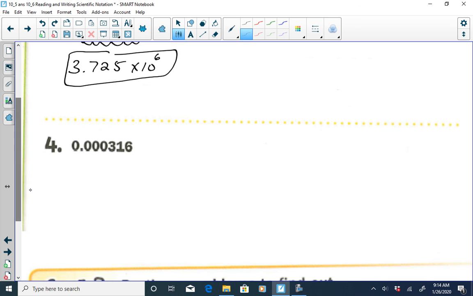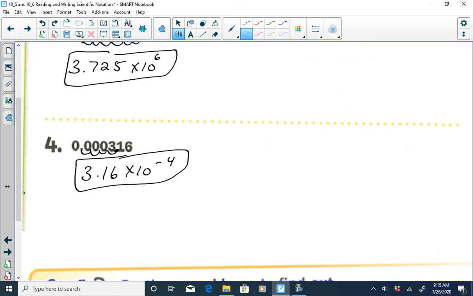This next one, where would we have to locate the decimal point to have a number greater than or equal to 1 but less than 10? Here. How many places do we have to move it? 1, 2, 3, 4. So that's 3.16 times 10 to the negative 4 power.